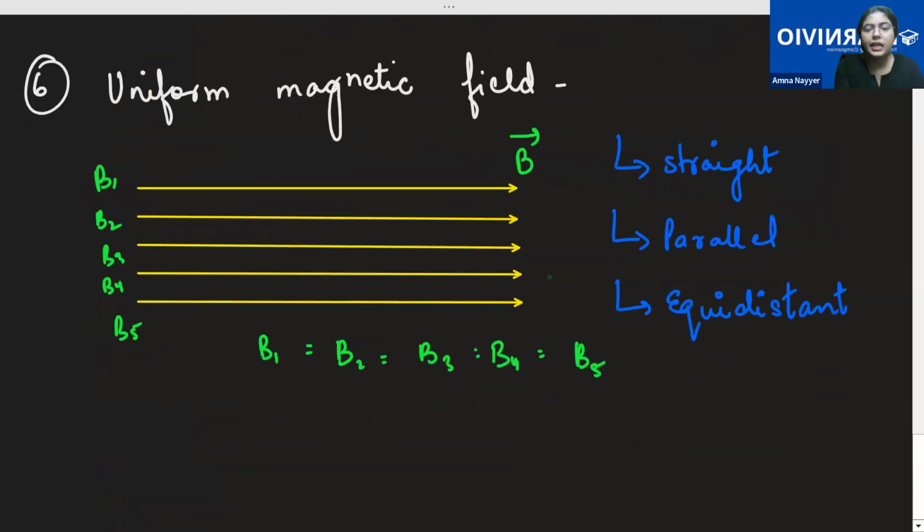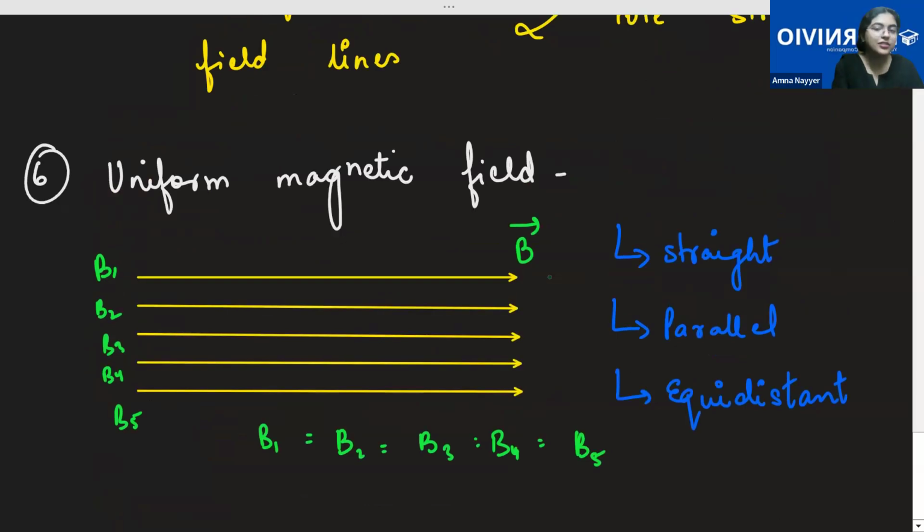The last property: for a uniform field, you have straight parallel lines equidistant from each other. Like if I have B1, B2, B3, B4, B5, all these straight lines are equal, showing a uniform magnetic field. So you draw straight, parallel, and equidistant lines. For a non-uniform field, the gaps will be different, and one will be greater. They can be in any direction, inclined, meeting, non-parallel to each other.